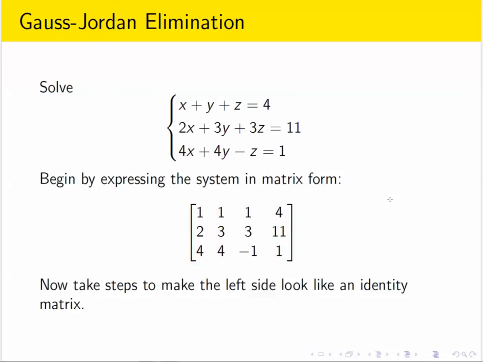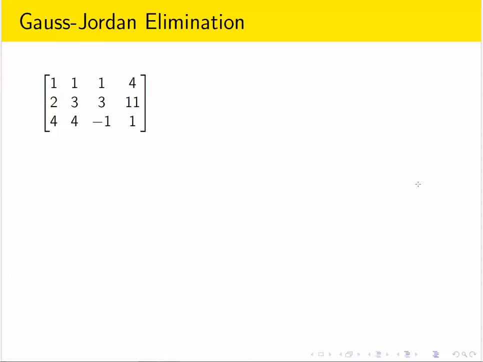Now we're going to take steps to make the left side look like an identity matrix. So this matrix has 3 rows. If I take the first 3 rows and the first 3 columns, I'm going to try to make that look like an identity matrix. 1's on the diagonal, 0's everywhere else. Let's see what steps we could take.